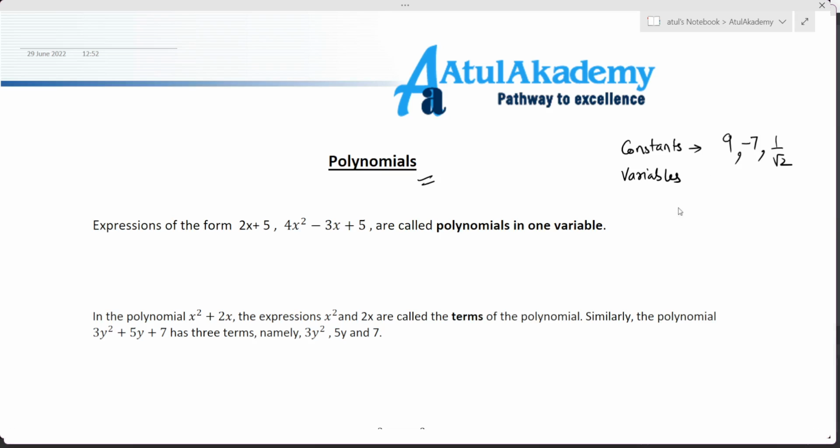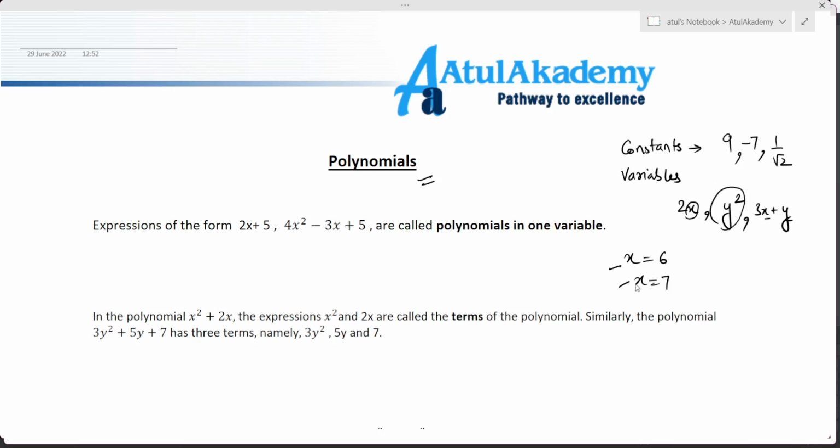But if I write something in the form of 2x, y square, 3x plus y, so these are what? These are variables. These are terms which have variables in them. Anything which can take any value. Let's say x can be 6, x can be 7. So these are called variables which can take any value.